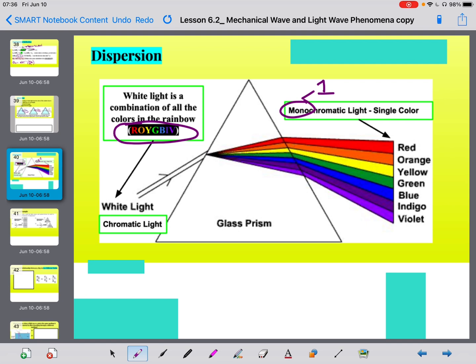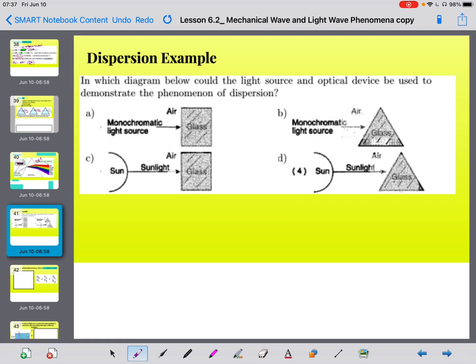In our skies, when it rains, you have a raindrop, and that's what it's getting. The white light, or chromatic light, is going through these raindrops, and then you see these rainbows, right? That's why we see that bending, that nice curve. So let's take a look at this question.